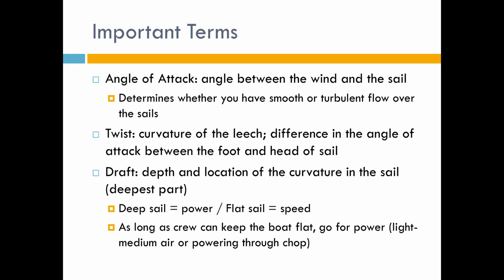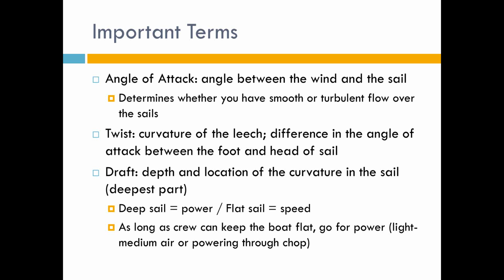Twist, so on the mainsail or even on the jib, you can have twist in your sail, so that's going to be the curvature of the leech, or the difference in the angle of attack at the foot of the sail and at the head of the sail. So if you go to centerline and go under your boom and look up at your mainsail, if it's twisted open, it's going to curve out and you'll see that increased angle of attack as you go up.